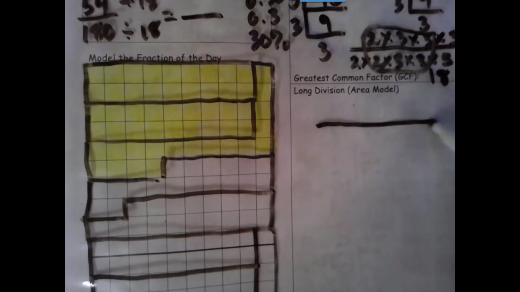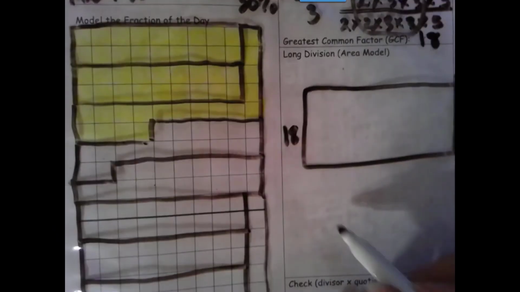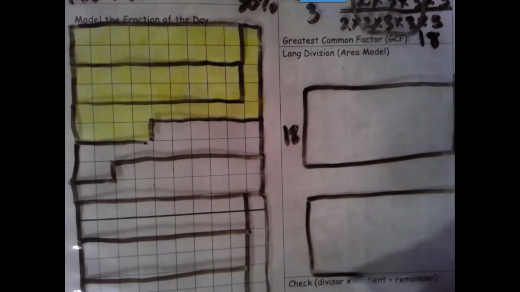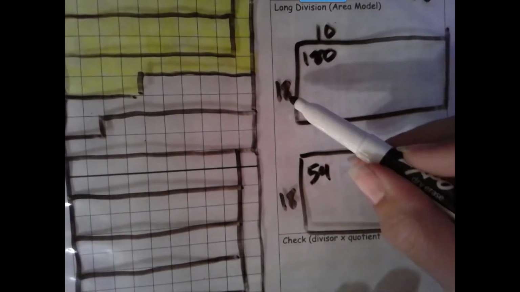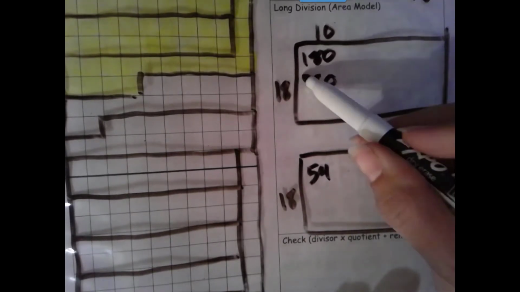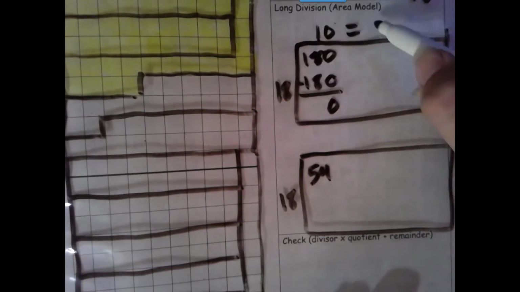When we can do the problem in 2 different ways and get the same solution, we can be pretty confident in our answer. Okay, so I'm going to draw my area model. So 180 and 54. So 10 times 18. Well, that's just going to move everything over a place. We have a placeholder. Number's the same, zero's the gain. So that means my quotient here is just 10.